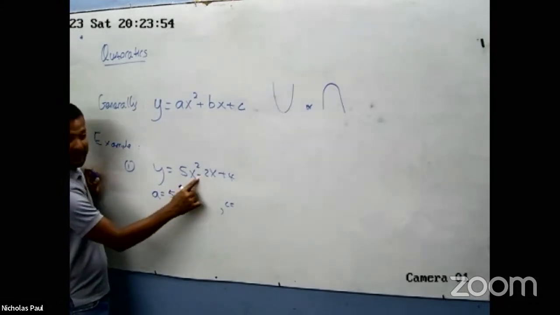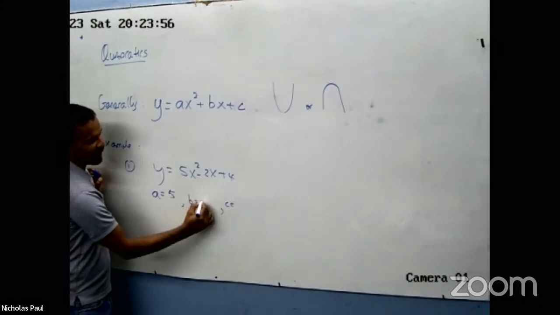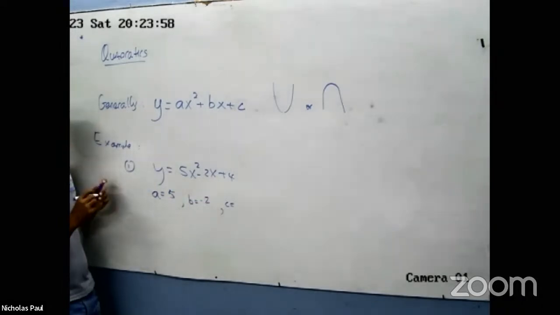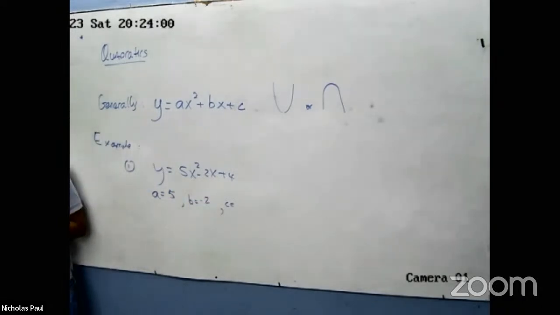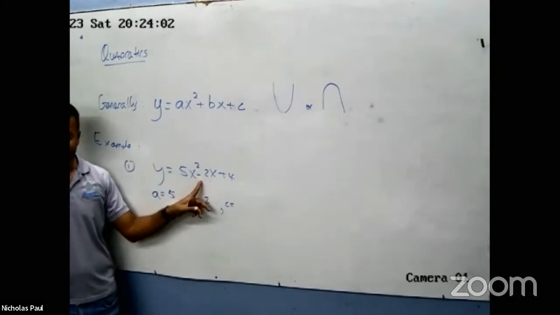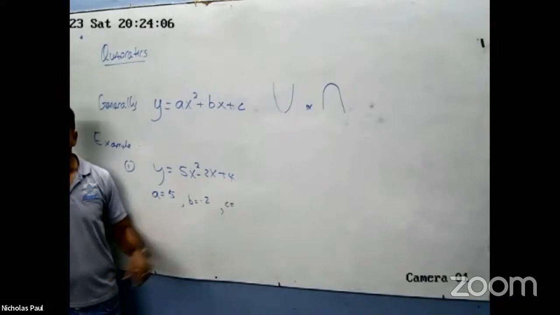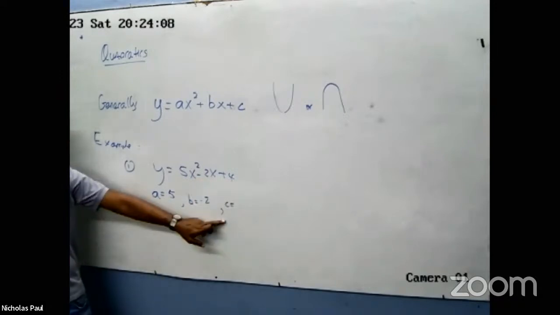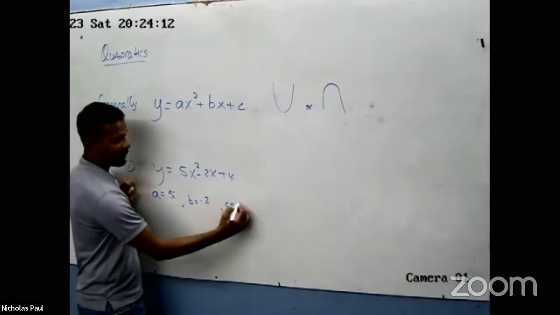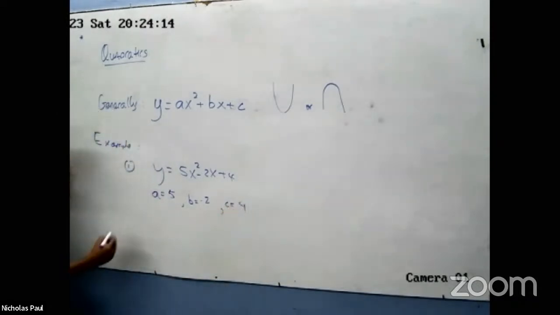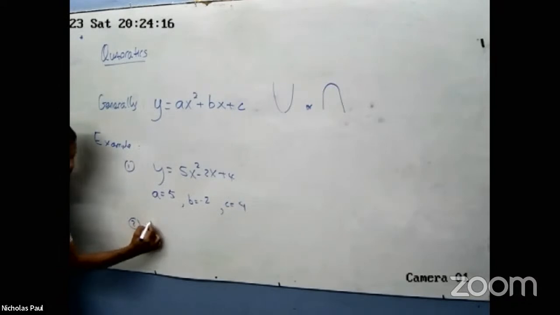The value and the sign. Don't forget that. It's the value and the sign. And last one, C is what? Anybody? +4. Value and sign. So that's number 1. Suppose I make it look like this.